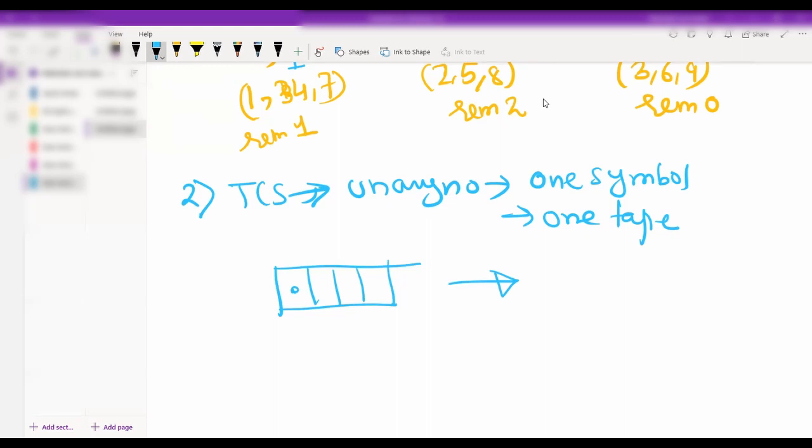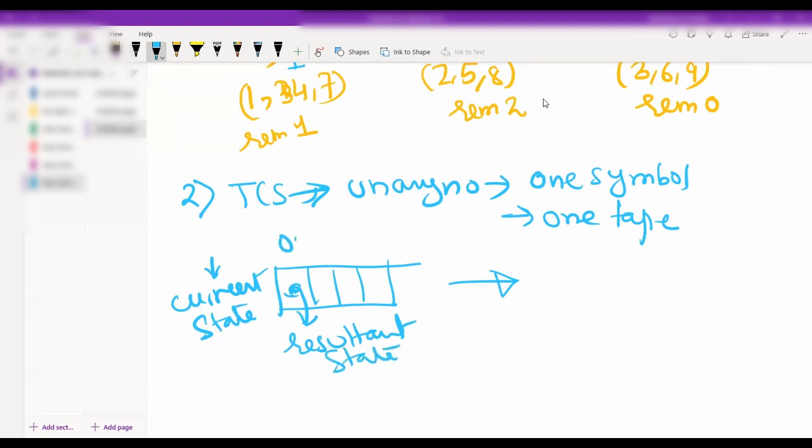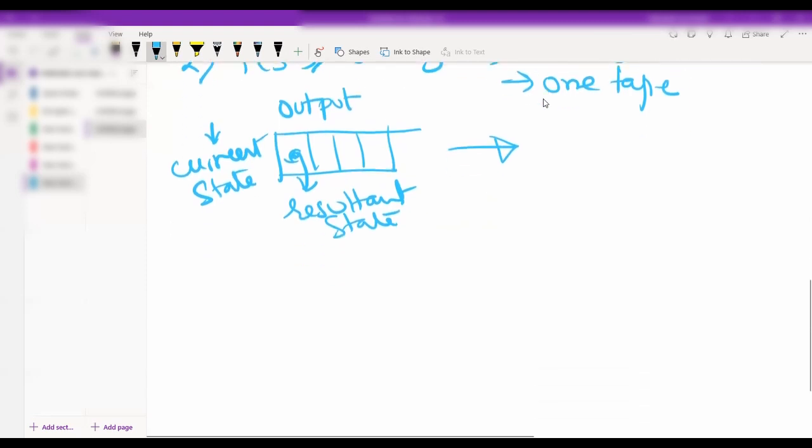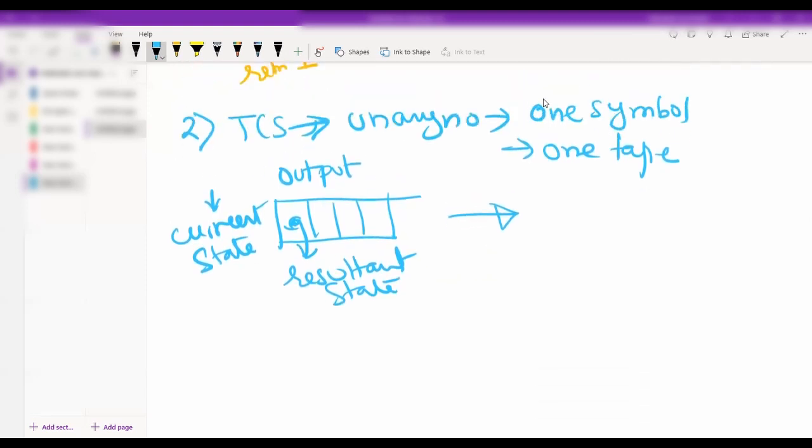Here we are going to write the current state, and on reading this input, it will go to the resultant state and it is going to generate some output here. So the output will be written on the top. So this is how your tape will look like. As we are having only one symbol here, there will be only one tape.